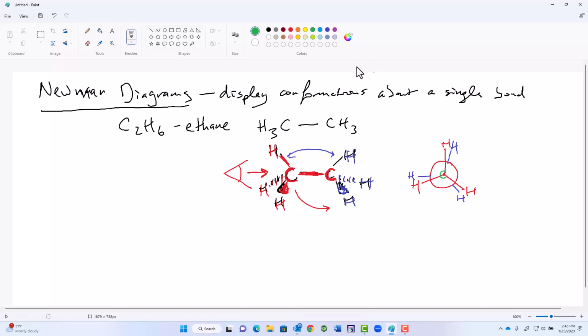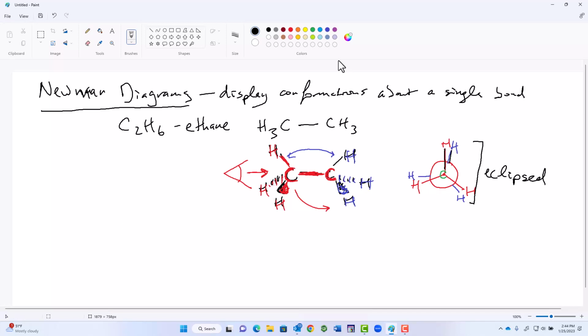Now there's two different arrangements that are important when we're talking about Newman diagrams. If we have this arrangement where we have the H's directly behind one another, we call this eclipsed. So an eclipsed arrangement is going to have the bonds directly on top of one another, front and back.